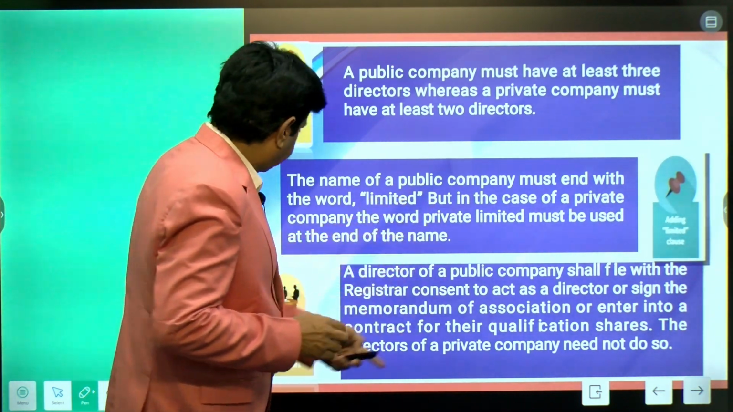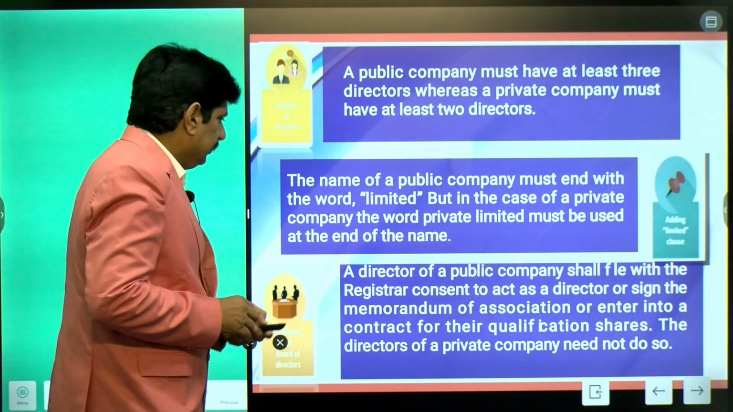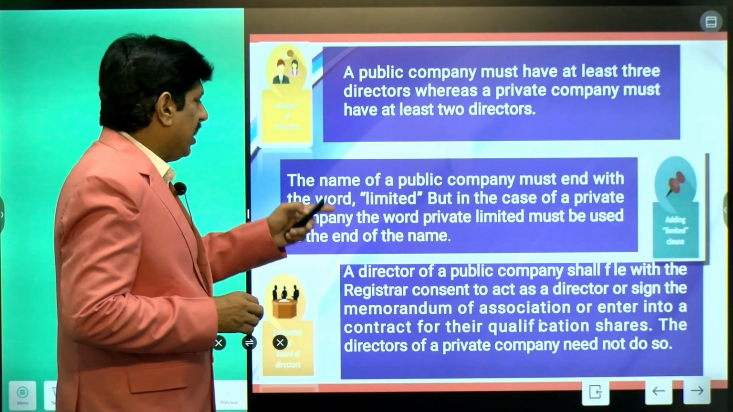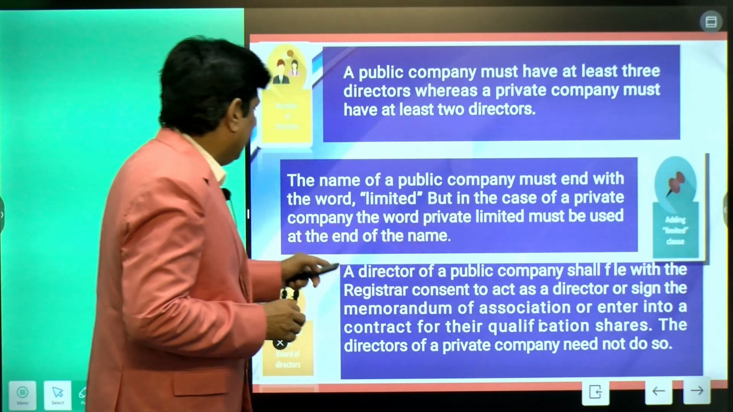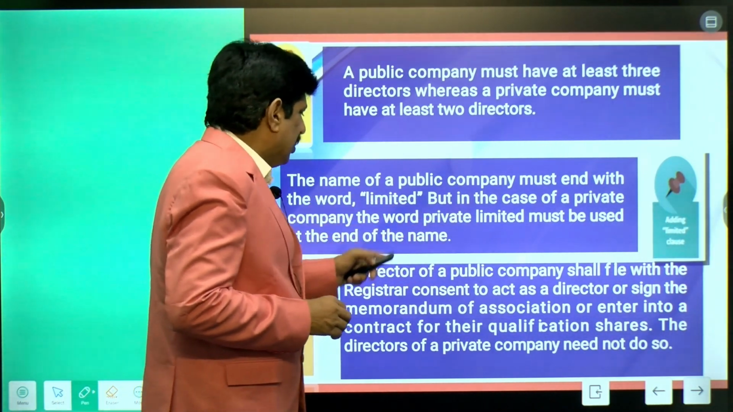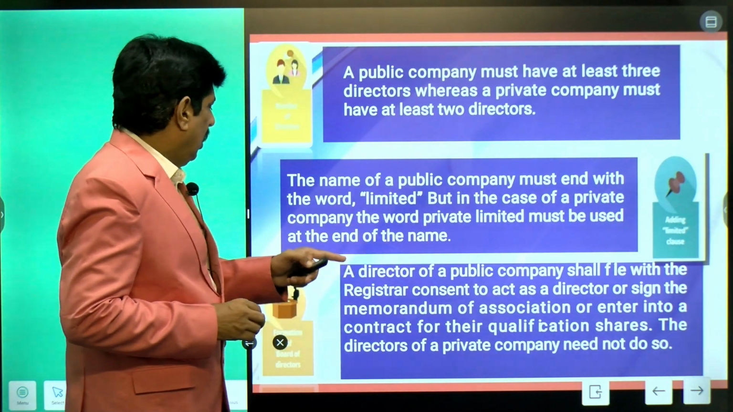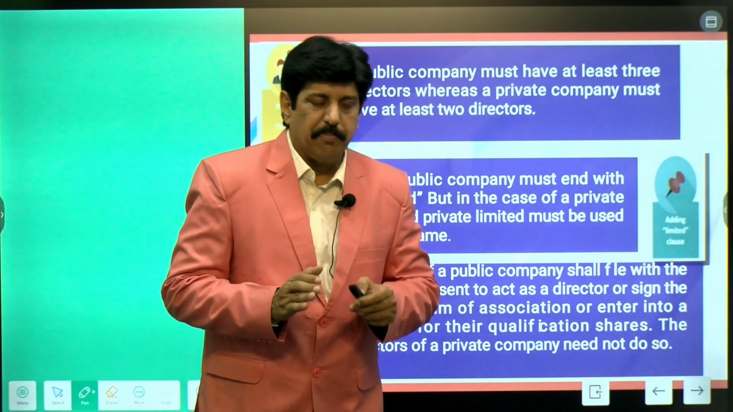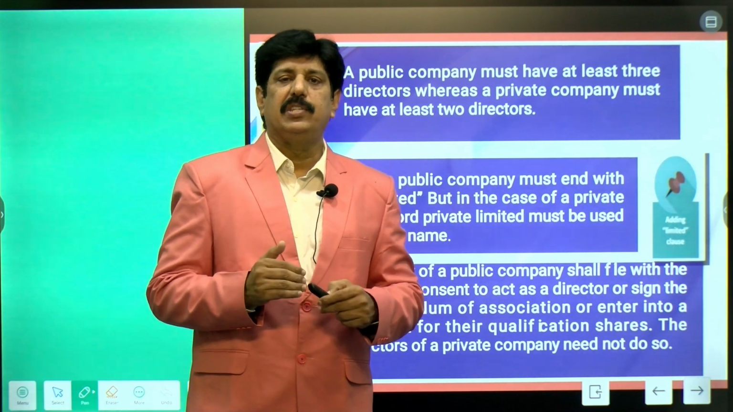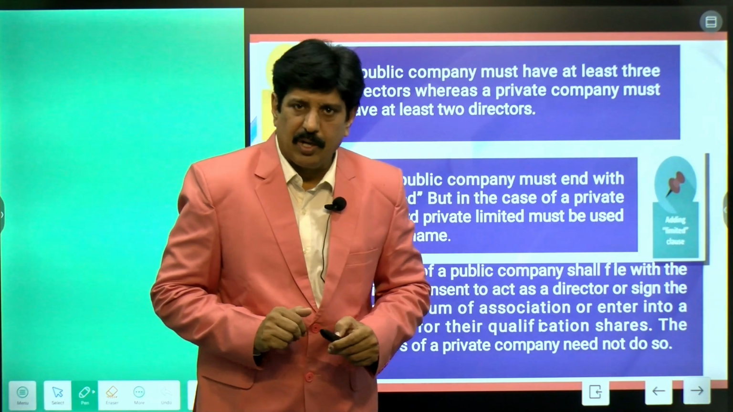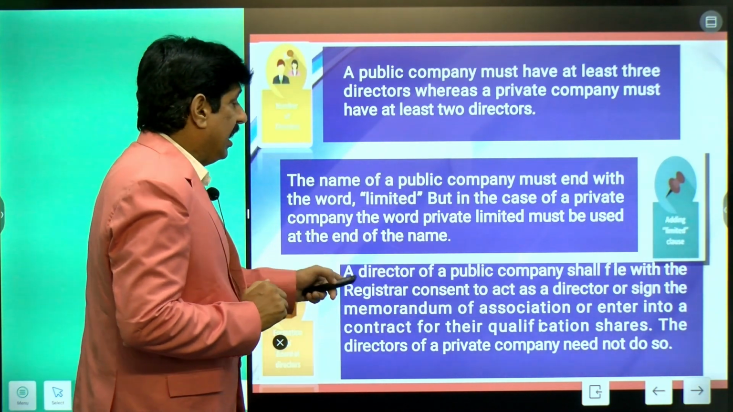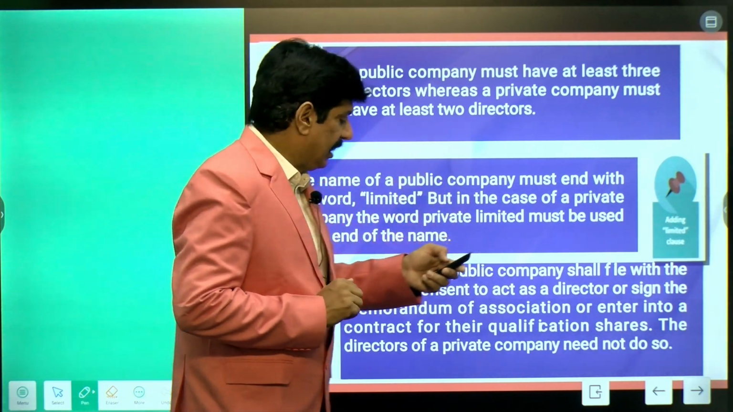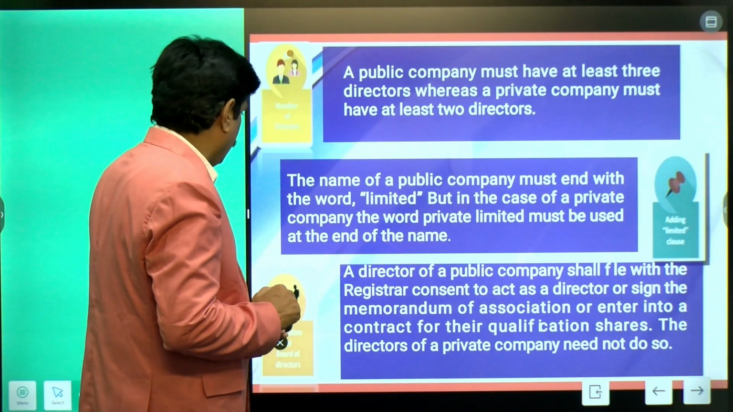And the next one, formation of the board of directors. A director of a public company shall file with the registrar consent to act as a director or sign the memorandum of association. Once a director is appointed, he has to send his consent to the registrar of companies. But such a provision is not applicable for a private company. This is relating to the directors, formation of board of directors.